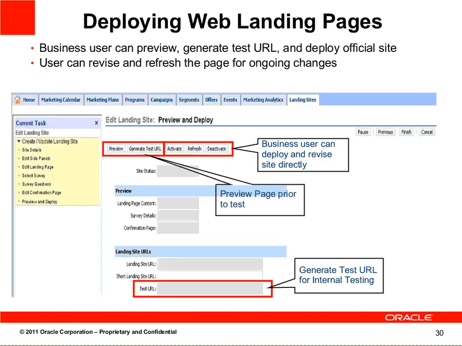Now we're almost ready, but we still need to go through some steps. The landing sites can be previewed before you go into production. You can run some tests, and for that we have some buttons here. So the business user can deploy and revise the site directly, or they can generate a test URL. That test URL, you can just navigate to that URL and see exactly the landing page as the customers will see it.